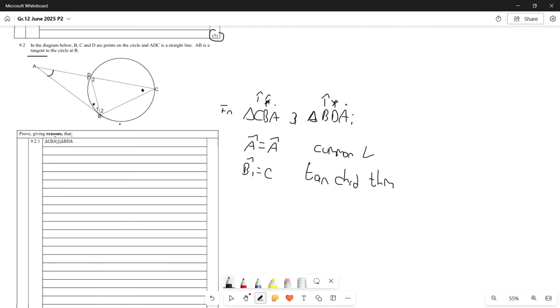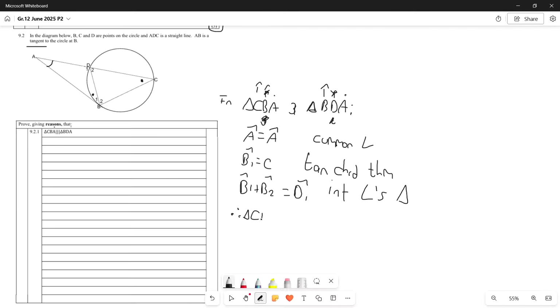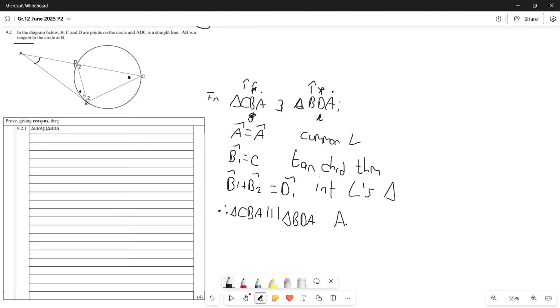At this stage, we've just proven that two of the angles are exactly the same, which means that this angle here, this B and this D, are exactly the same as well because of interior angles of a triangle. So we can just go ahead and write that. We can say that angle B1 plus B2 in triangle CBA equals angle D in triangle BDA, equals angle D1, because of interior angles of a triangle. And therefore, triangle CBA is similar to triangle BDA because of angle, angle, angle.